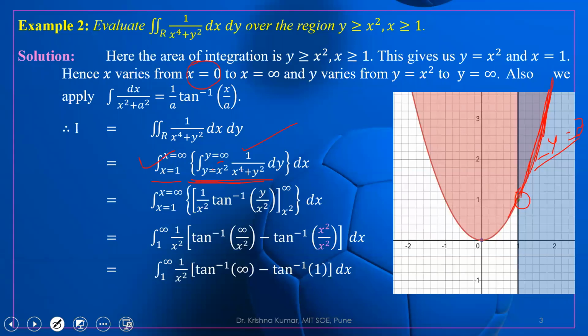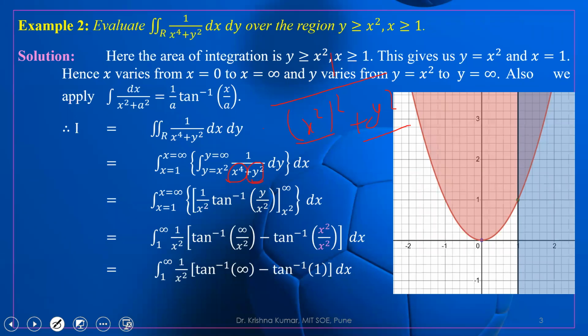Since the first limit is a function of x, we have to integrate with respect to x. So what is the integration of 1 upon x square plus y square? Here we consider that y is the variable and x square is the constant. So let us write x square as (x square) whole square plus y square, and the whole integrand is 1 upon (x square) whole square plus y square.